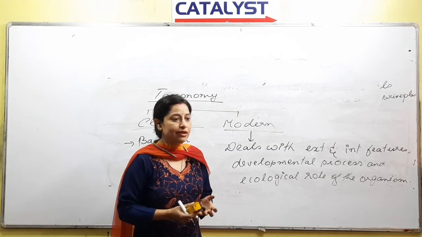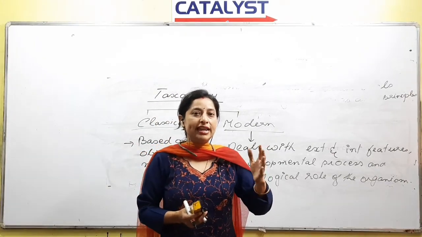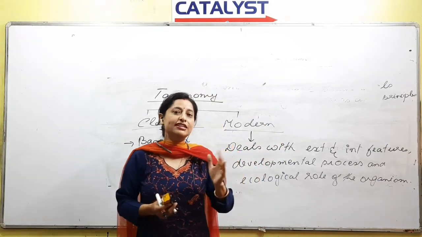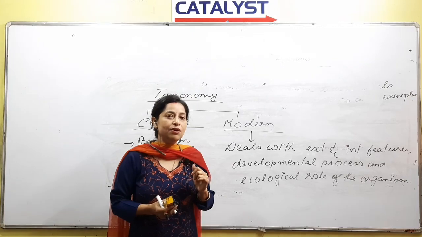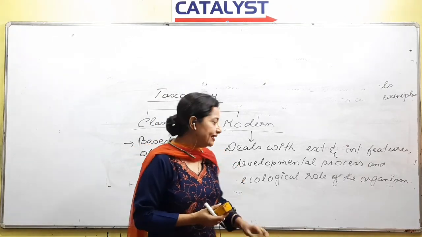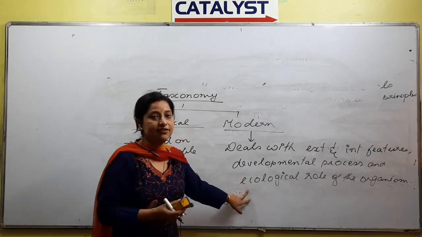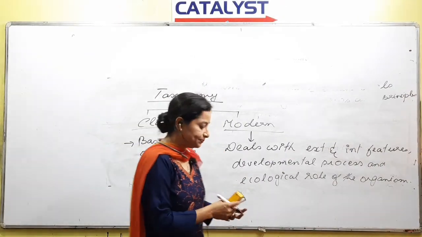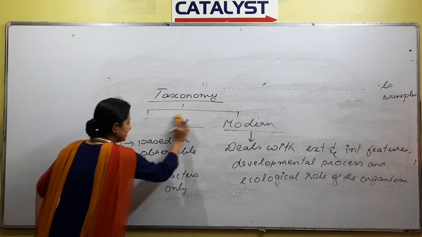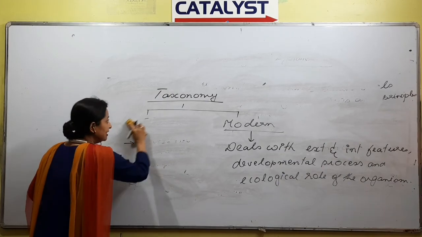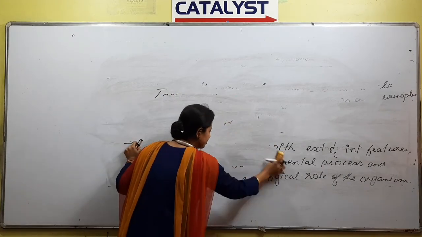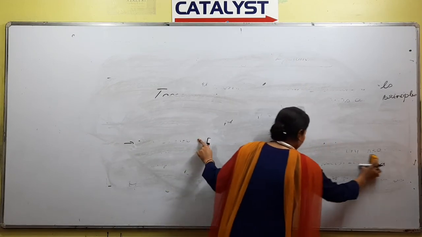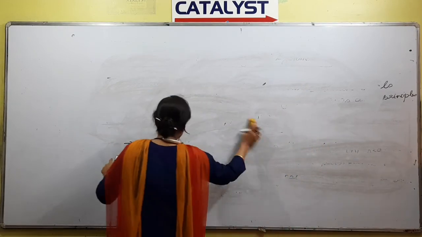Evolution means we are talking about the organism's forefathers, and if we study its relation to the family tree, we call it evolution or phylogeny, right? So in this case we are considering ecological and not evolutionary. Understood? Okay, so classical taxonomy is based only on morphology, while modern taxonomy is based on morphology, anatomy, physiology and also ecological role.